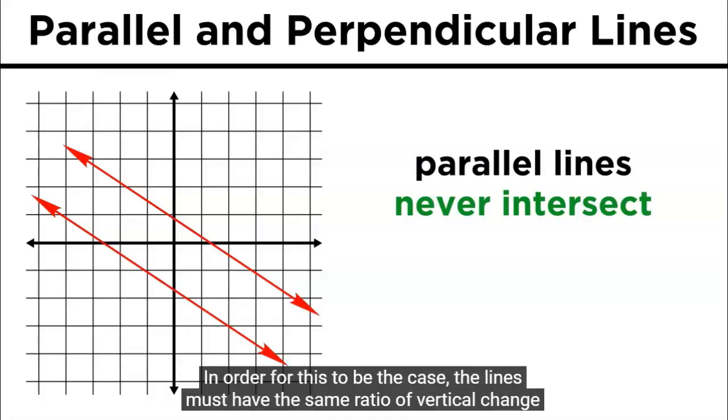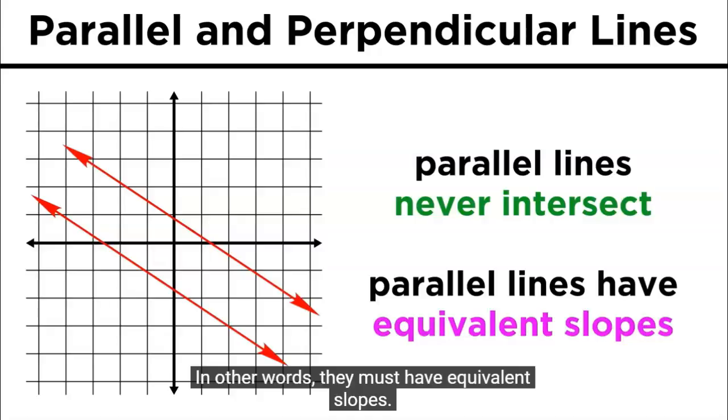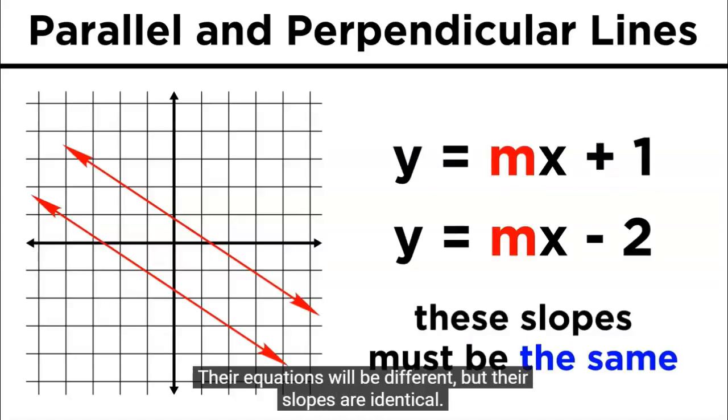In order for this to be the case, the lines must have the same ratio of vertical change to horizontal change. In other words, they must have equivalent slopes. Their equations will be different, but their slopes are identical.